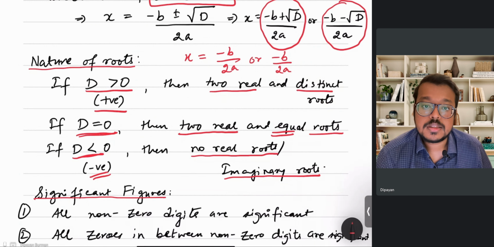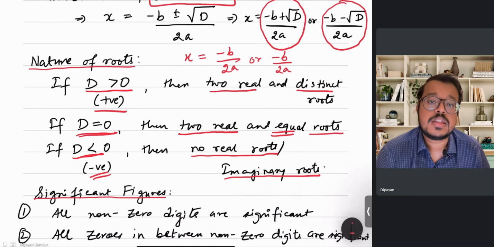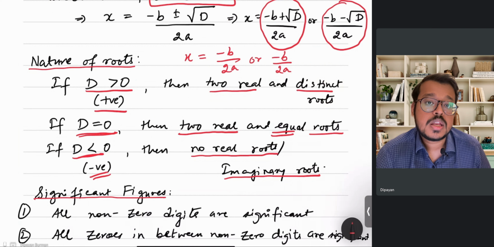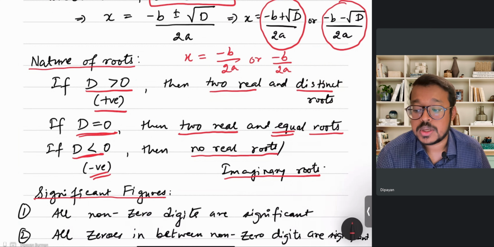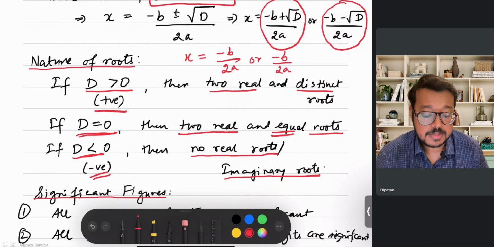Now let's say that the discriminant is positive but it is not a perfect square, then the square root of such a number will be irrational. So eventually the roots will be irrational. Real numbers can be rational or irrational, but if the discriminant is not a perfect square, then we will have irrational roots.